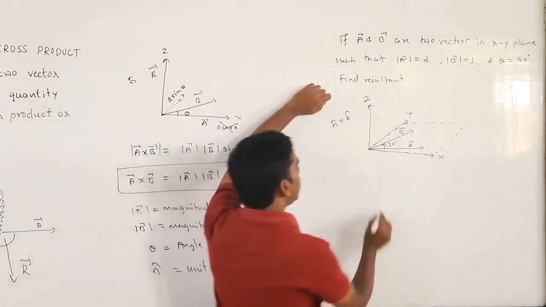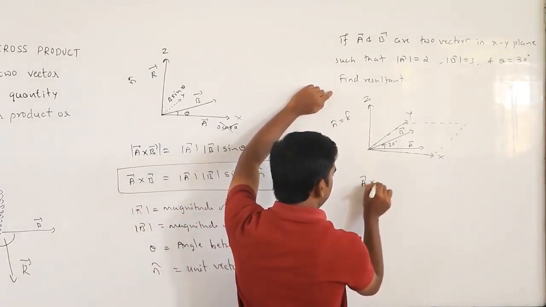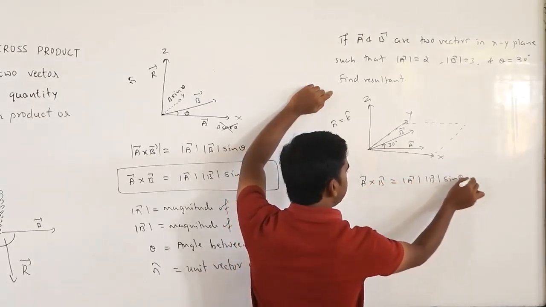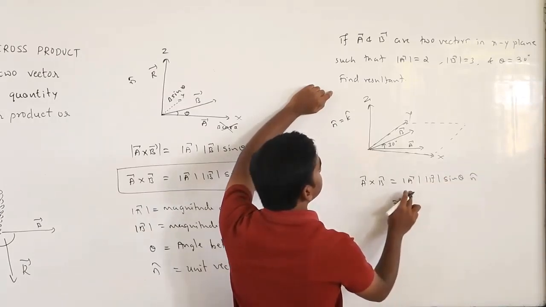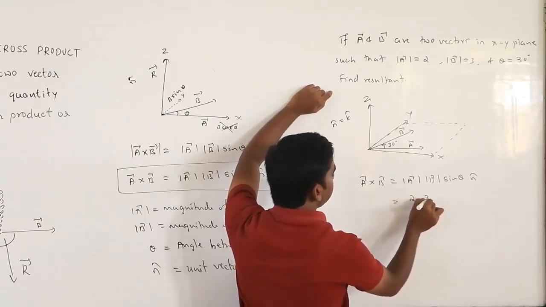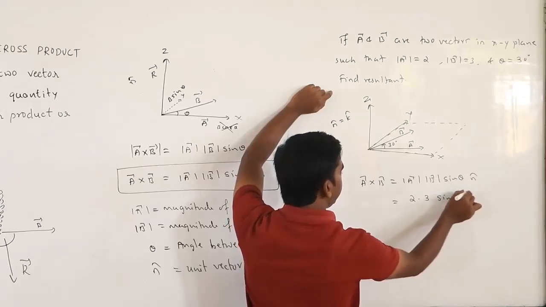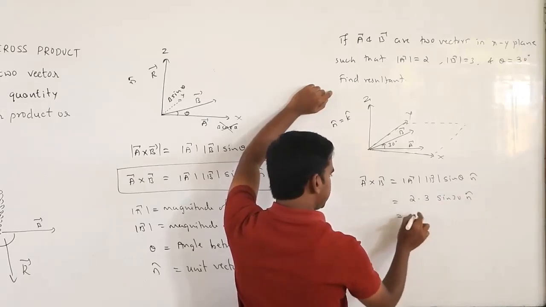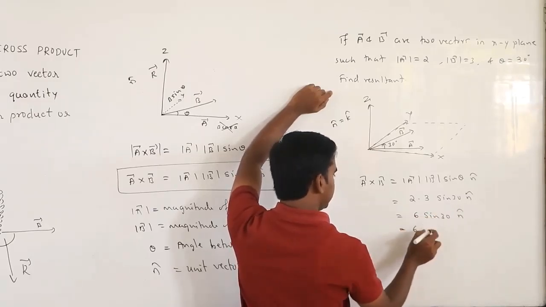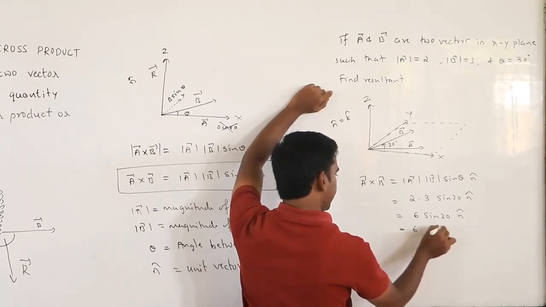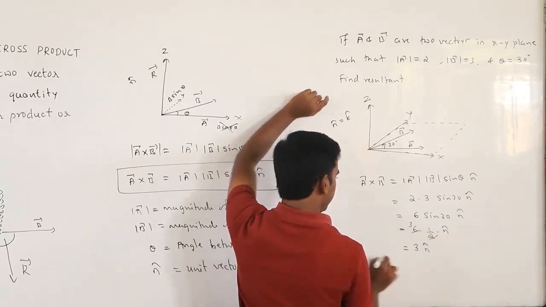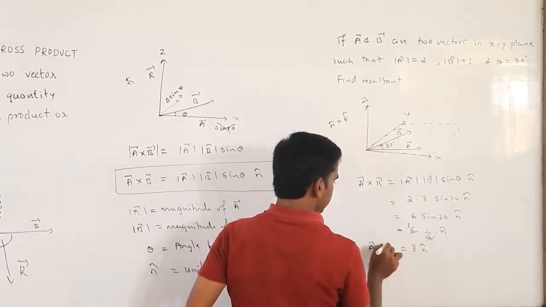Okay, so what you can write here is vector A cross vector B equals magnitude of A, magnitude of B, sin theta n cap. Magnitude of A is 2, magnitude of B is 3, sine of 30 degrees, write n cap as it is. So this is 6 sine 30 n cap. Sine 30 is 1 by 2, so 2 ones are 2, 3 twos are 6. So we can write 3 n cap. So this is A cross B.